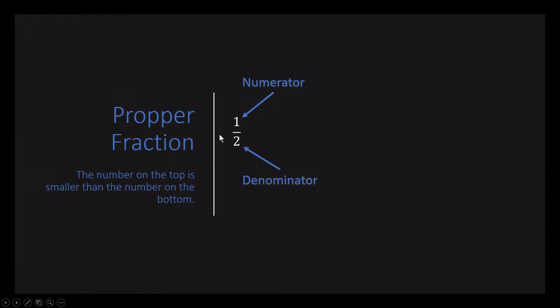Now on the other hand, we also have improper fractions. So what is an improper fraction? An improper fraction is when the number on the top is bigger than the number on the bottom. So in this case, notice right here the number 2 is bigger than the 1, and the 2 is on the top and the 1 is on the bottom. So this, my friends, is an improper fraction. Yet still the number on the top is always going to be called the numerator, and the number on the bottom is going to be called the denominator.